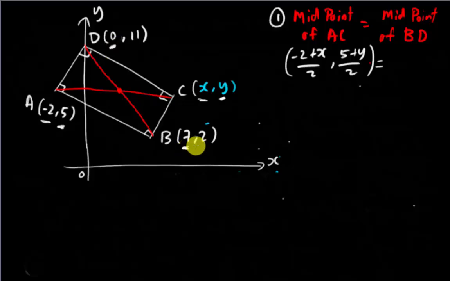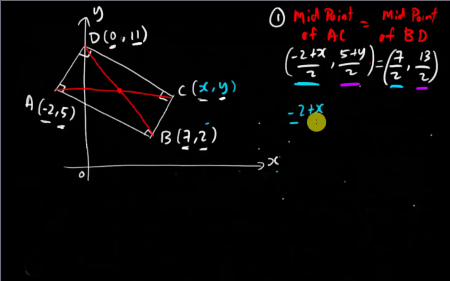Then this equals to, because space is limited, I will do it mentally: 0 plus 7 divided by 2. 0 plus 7, I get 7, so I call 7 over 2. And 11 plus 2 is 13, so I call 13 over 2. Then what you can do over here is your x will be the same as your x, and your y the same as your y. I do the x first. So negative 2 plus x over 2 equals to 7 over 2. Both bottoms are 2, you can cancel it. So x will equal negative 2 moved together, plus 2, will be 9.